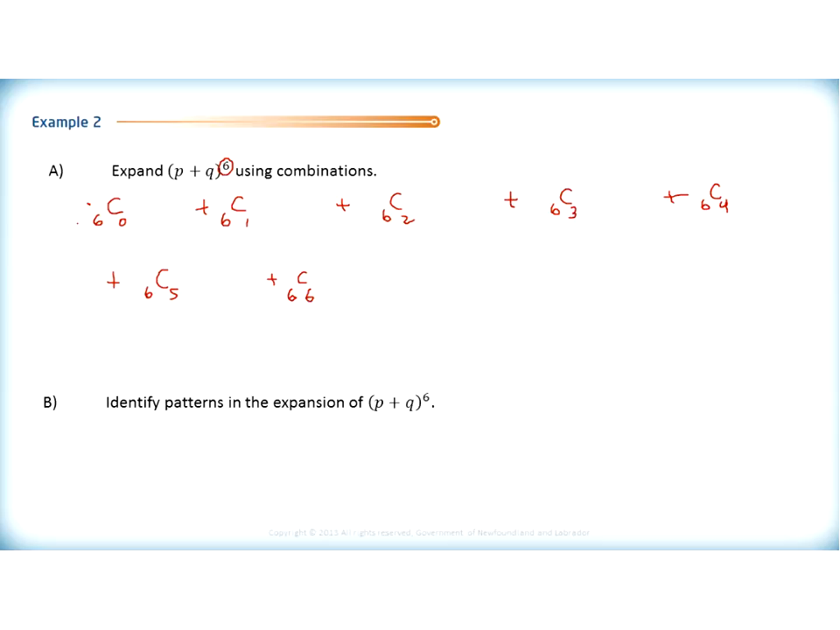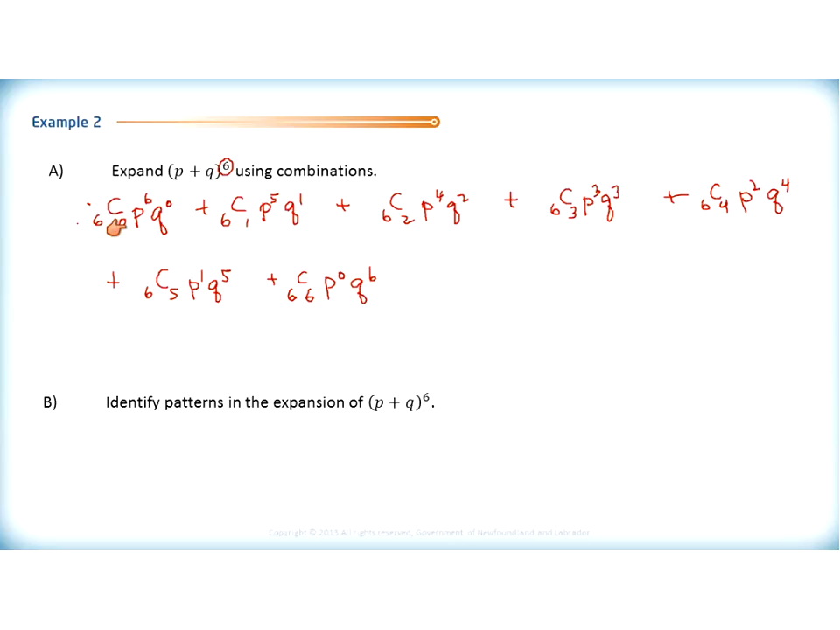Now we do the exact same thing again. We start with p to the power of 6, and we reduce our powers by 1. So I'm going to write out all my p's now, just to show the pattern here. And of course, I start with q to the 0, and I increase by 1, up to q to the 6.